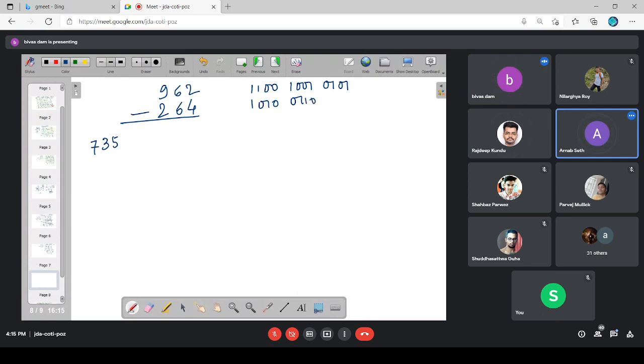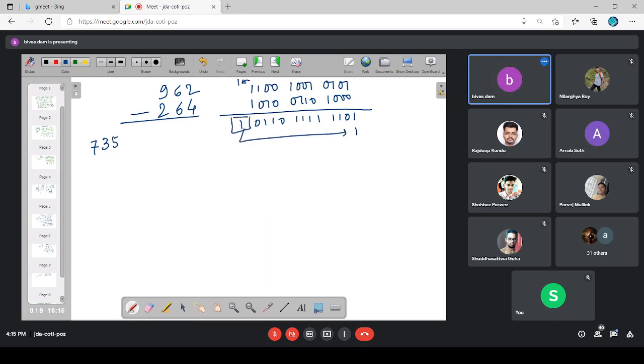0110. 5 means 8. 1000. Okay, fine. Then 1011, 1111, 0110. The carry. Okay, so that carry needs to be added to the least significant position. So that is now 0111, then 11110110.